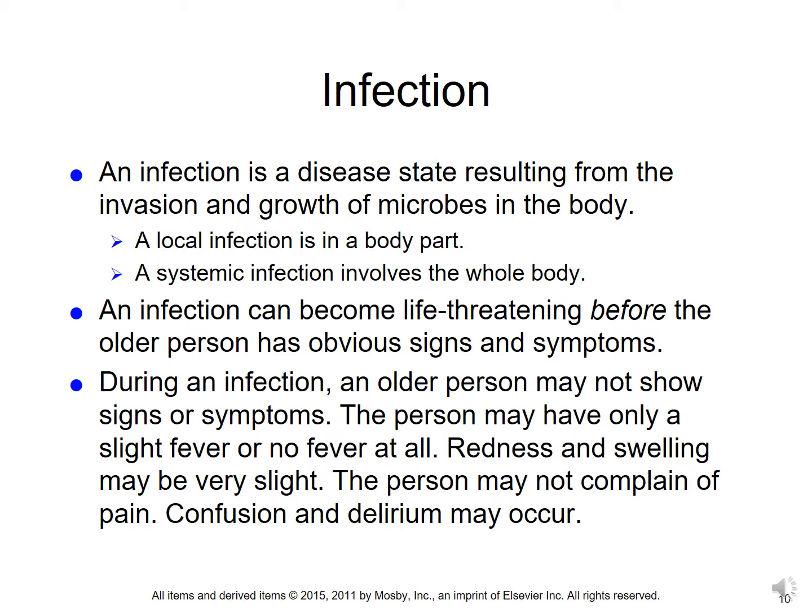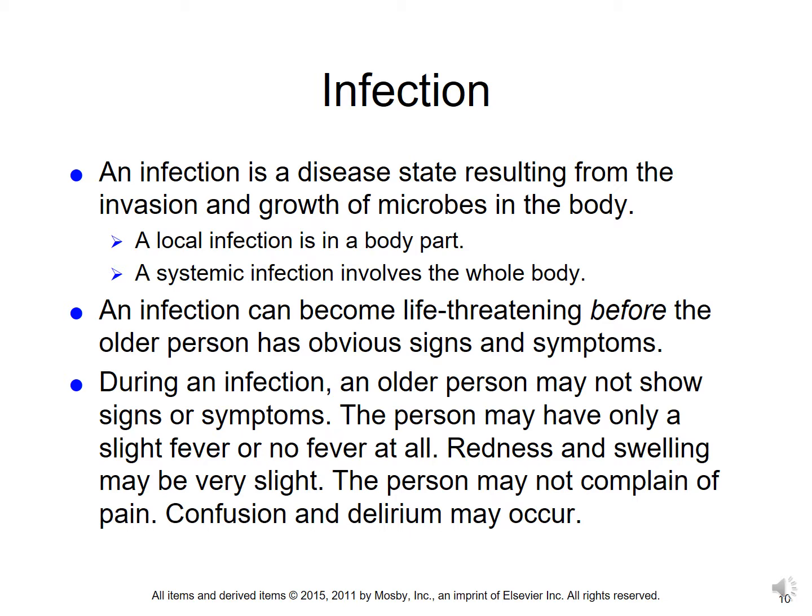And I will make a note that delirium is a state of confusion that is acute onset and usually will go away once the cause is treated. So that's different from dementia. So this person has a sudden onset of confusion that's not normal for them.